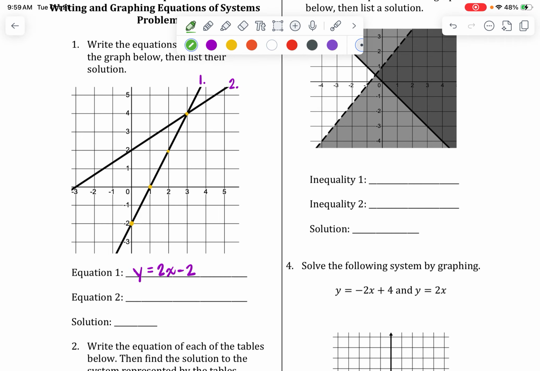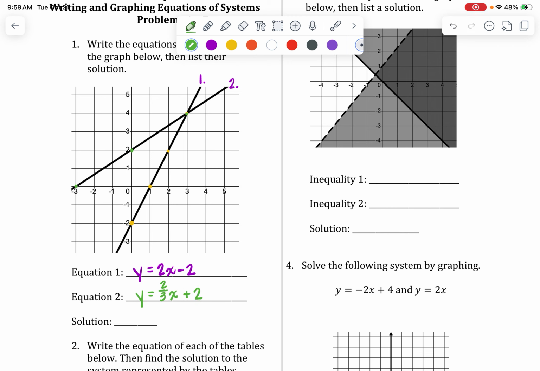All right, and then the other line, let's see, it looks like he's going through this point and this point and this point, right? And so that looks like he has a slope of up 2 over 3. Okay, so his slope, so up 2 over 3, so 2/3 x, and then his y-intercept is at positive 2, so we're gonna write plus 2.